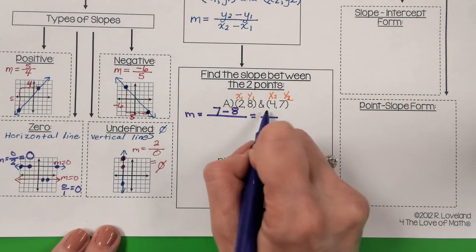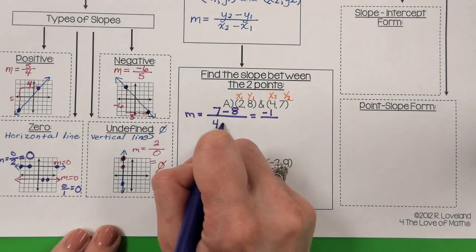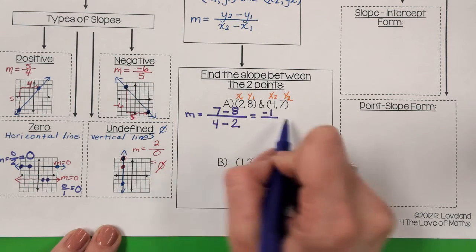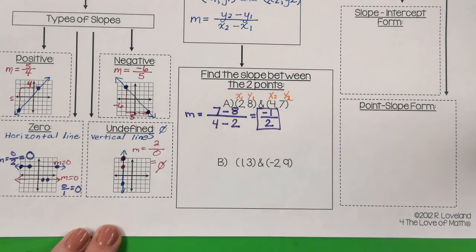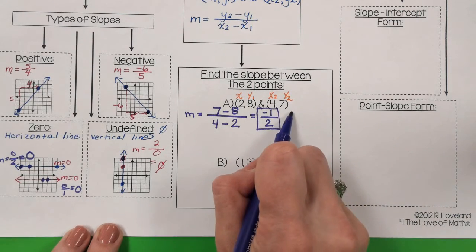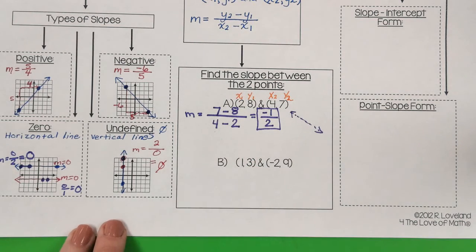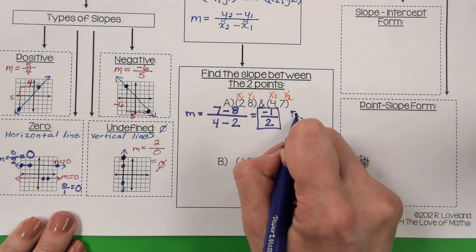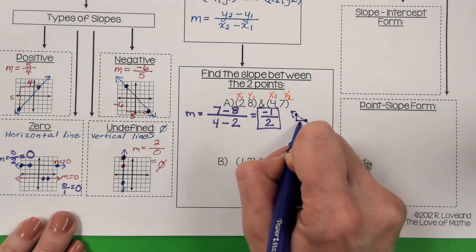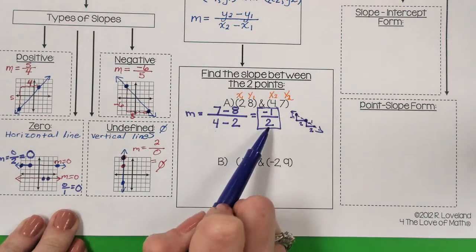7 minus 8 is a negative 1. And the second x minus the first x is 2. So my slope is negative 1/2. Which means that I've got a line going downward like this, because it's negative. And to get from point to point, you have to go down 1 to the right 2. Down 1 to the right 2. That's what the slope means.